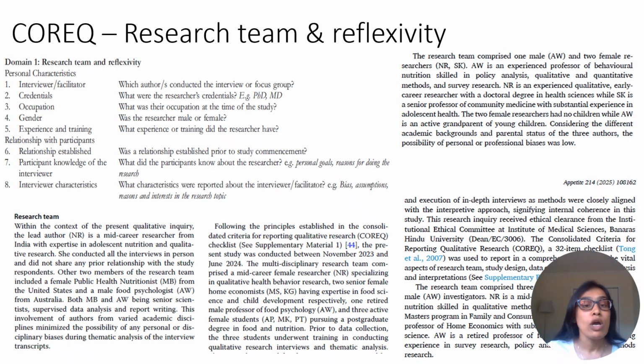Credentials. What are the authors' or researchers' credentials? Very important. It has to be there. Credentials mean whether I have a PhD or I'm an active master's student. So you have to talk about that. If you're a medical doctor, you write that you have a medical doctor on board also. What's your occupation at the time of the study? Important. If you are studying, you will write, I'm a doctoral scholar. If you've already done it and you're working as a senior professor, you write that.